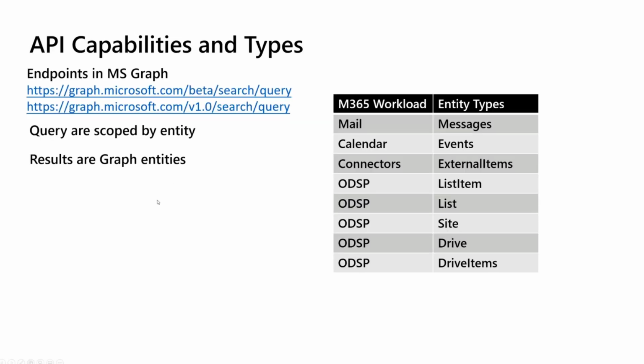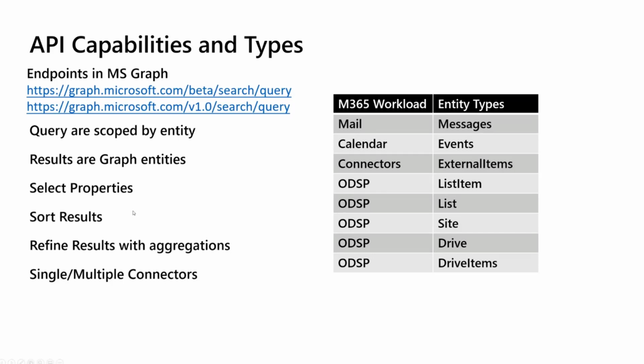Next, let me show you API capabilities and types of Search API. Search API has been onboarded to beta and v1.0 endpoints in Microsoft Graph, and all the queries from the Search API are scoped by entity. Different entity types can have different workloads. For example, we can search message entities in mail, event entities in calendar, and external data in connectors. Multiple entities can also share the same workload. For example, list item, list, site, and drive item share the same workload, ODSP. And all the results from Search API are graph entities.